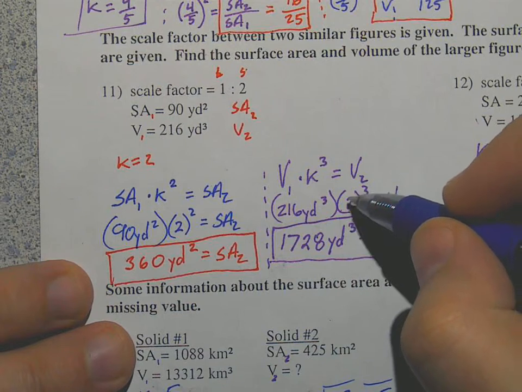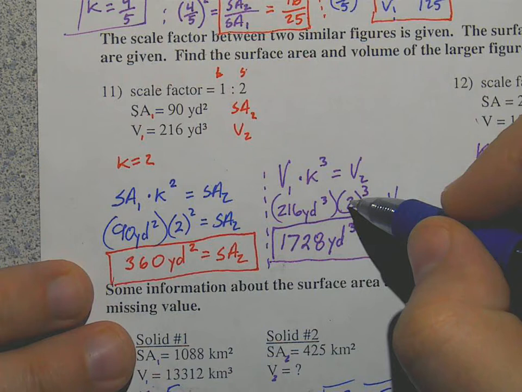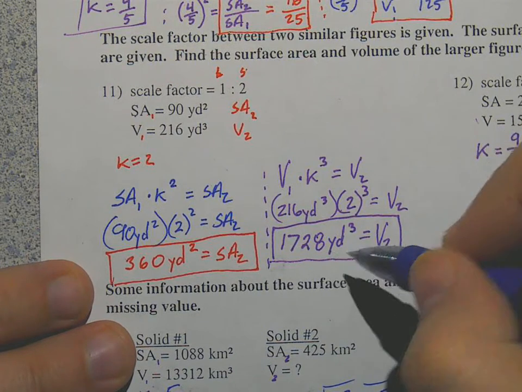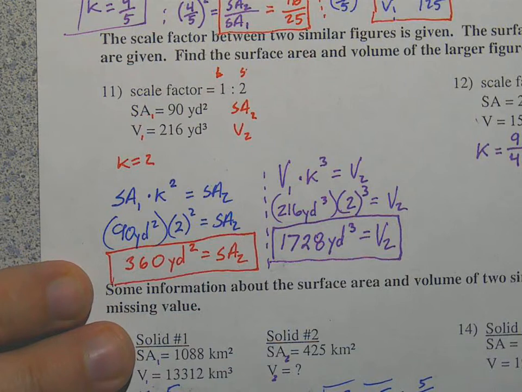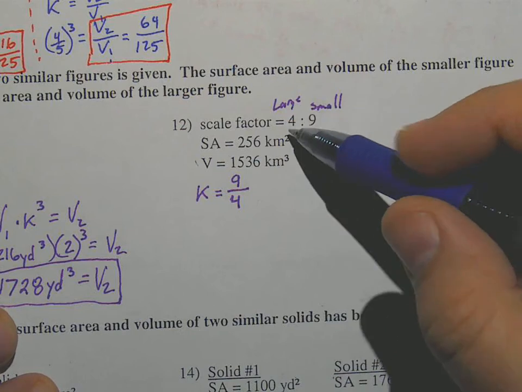And then the volume does a very similar thing. It just multiplies by 2 cubed. So you get 216 cubic yards times 2 cubed equals 1,728 cubic yards for V2.